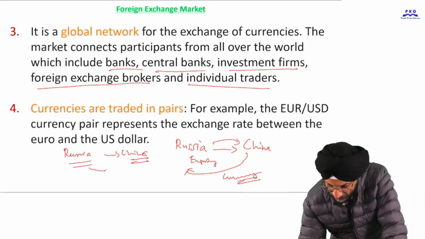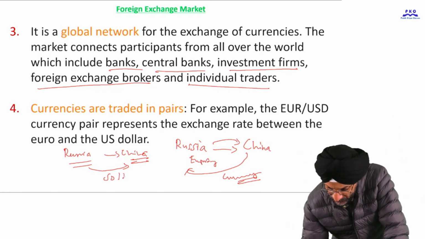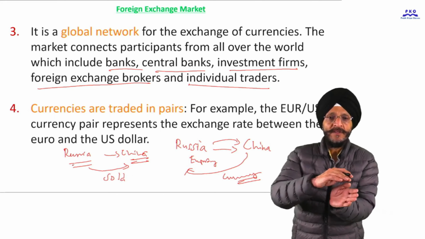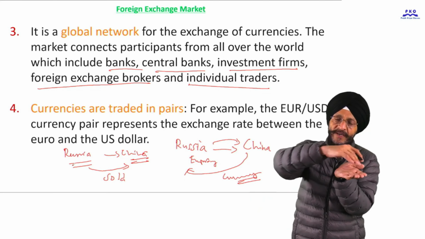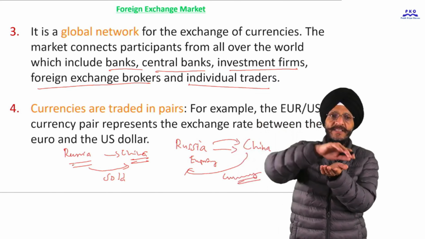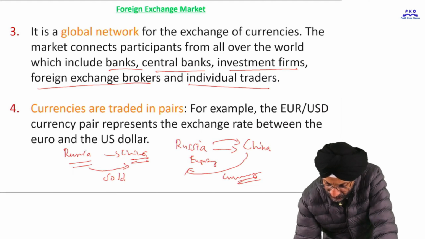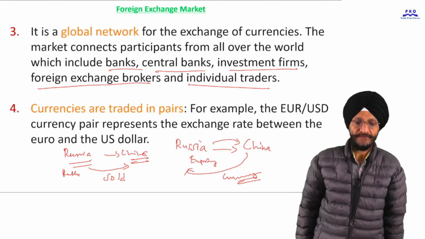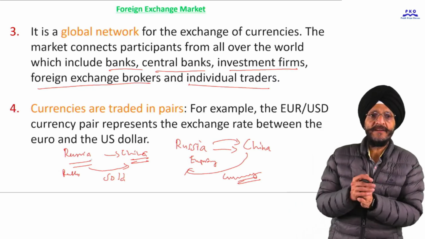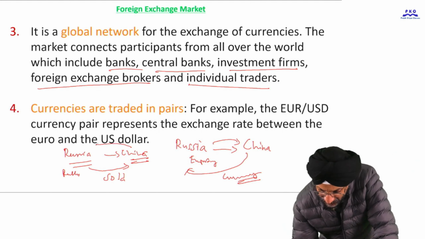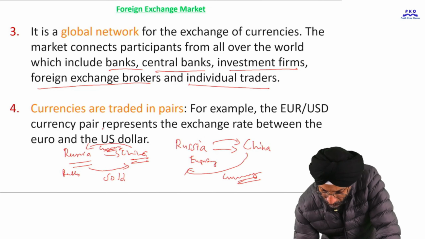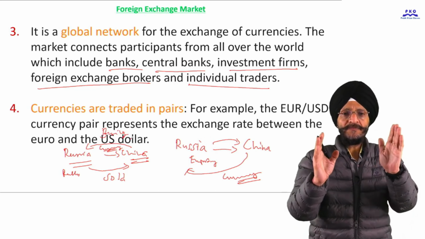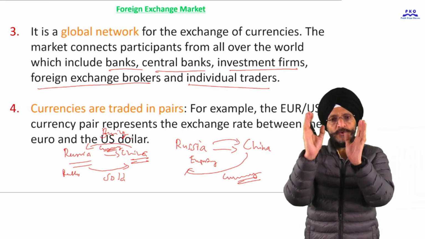One currency is being sold, that is, here we are exchanging. Exchanging means one person is selling and another is purchasing. So here what is being sold? Rubles, the currency of Russia. And in return, we will be buying the currency of China. So here it is buying. So two currencies are involved, Russian currency and Chinese currency. So it is the pair.